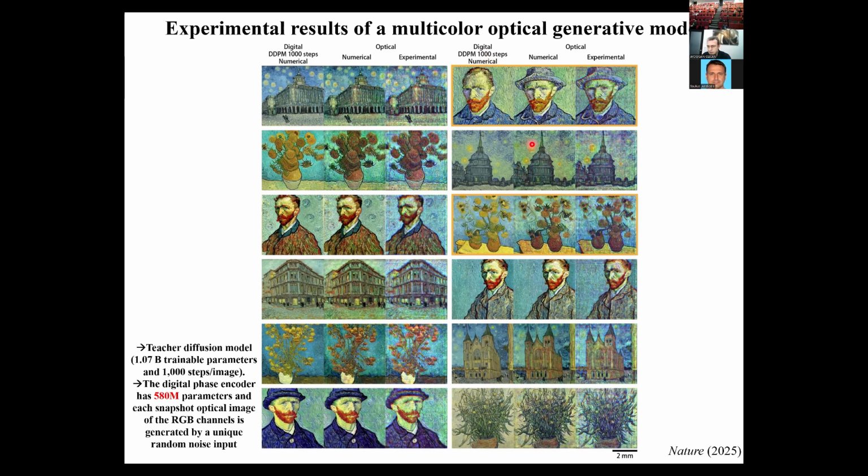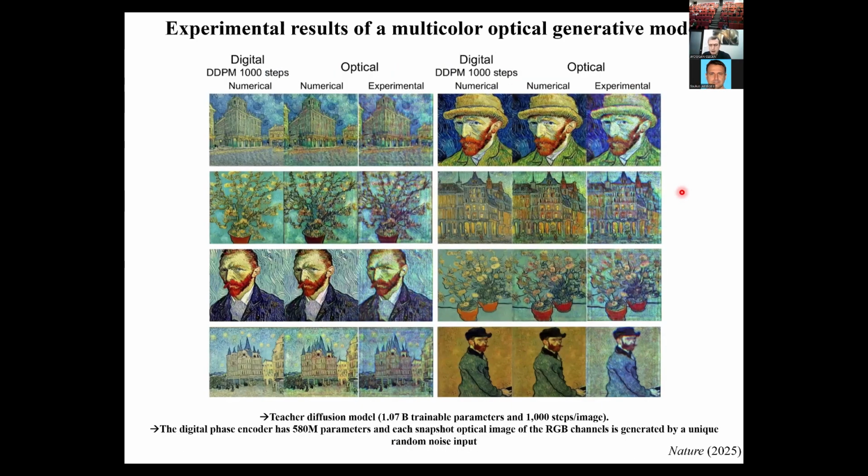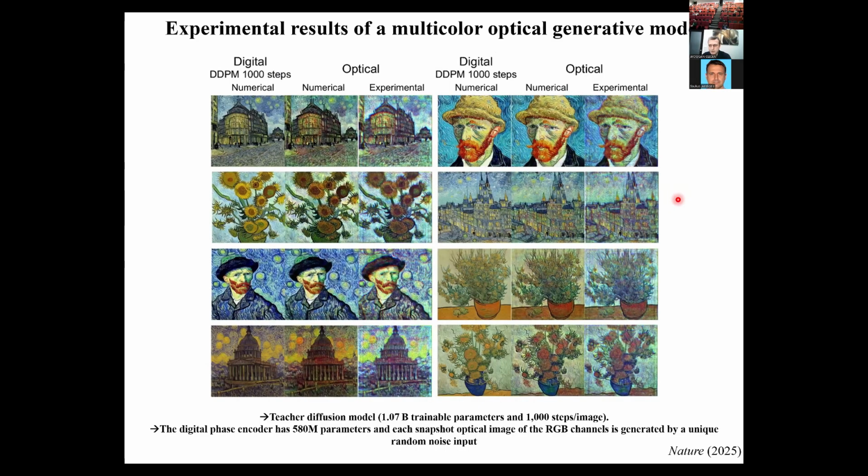These are per color channel snapshot. So every color channel is a snapshot result from the CMOS imaging system. These are some other examples that I'm sharing with you that are experimentally validated with the multicolor optical generative system.